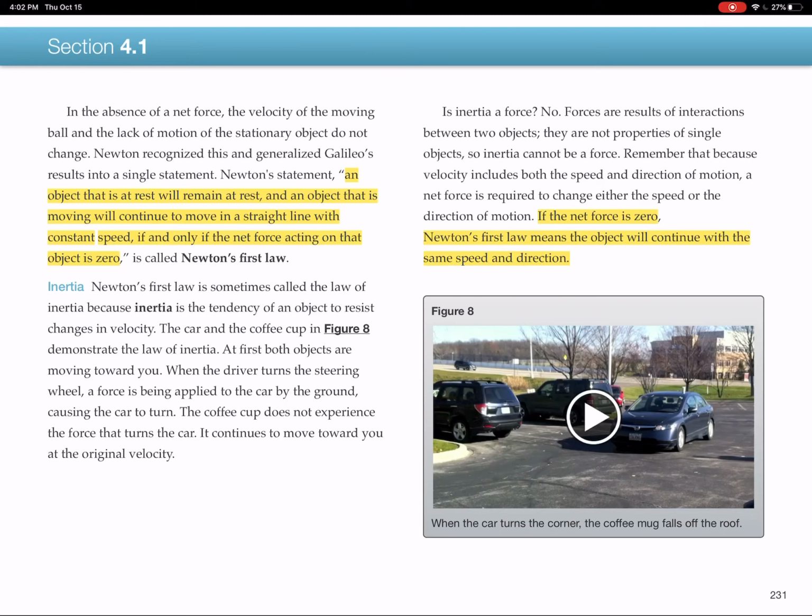Here we have a coffee cup sitting on top of a car. That car starts to move in a straight direction, then it goes around a turn. As it changes direction, that coffee cup wants to keep going in a straight line. So let's see what happens. Yes, that coffee cup wanted to keep going straight. So that illustrates how Newton's first law works.